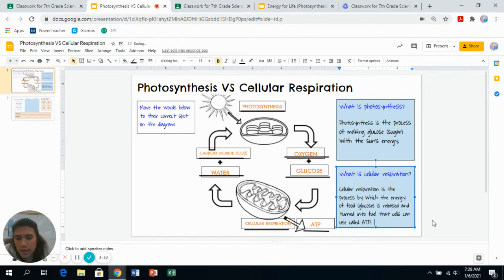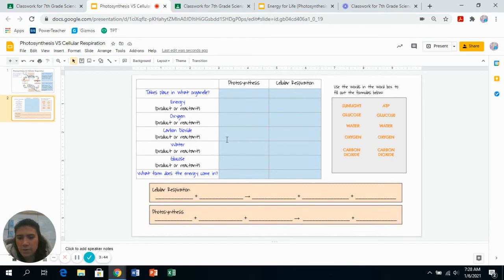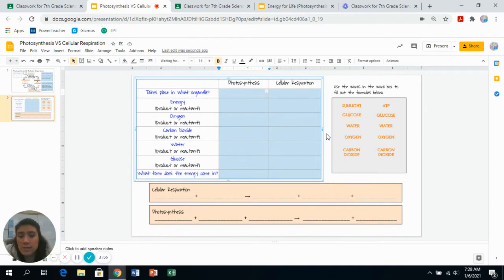Which is our type of energy. It's got a bigger name, but I'm not expecting you to learn that at all. All right, so now we have that first page already figured out. So now what we are going to do is take all of these and decide whether they are reactants or products of photosynthesis and respiration. So photosynthesis takes place in the organelle called chloroplasts.